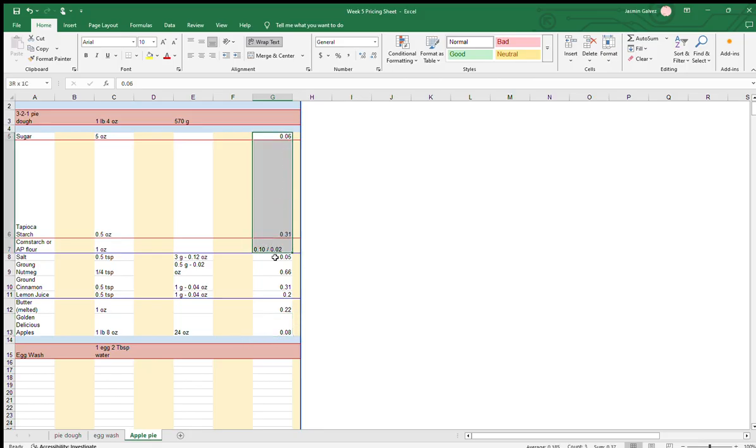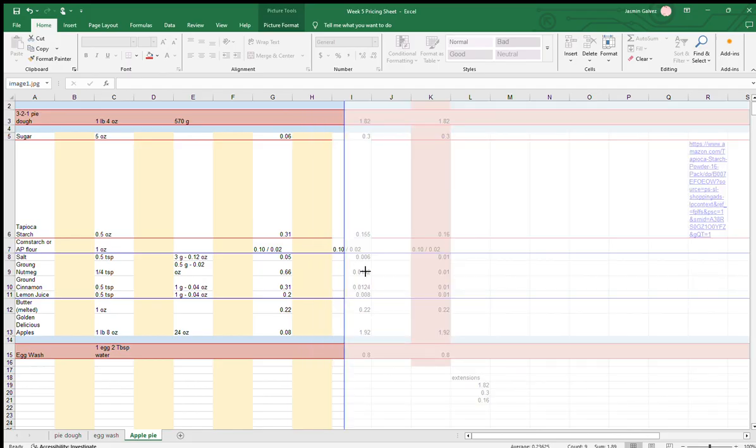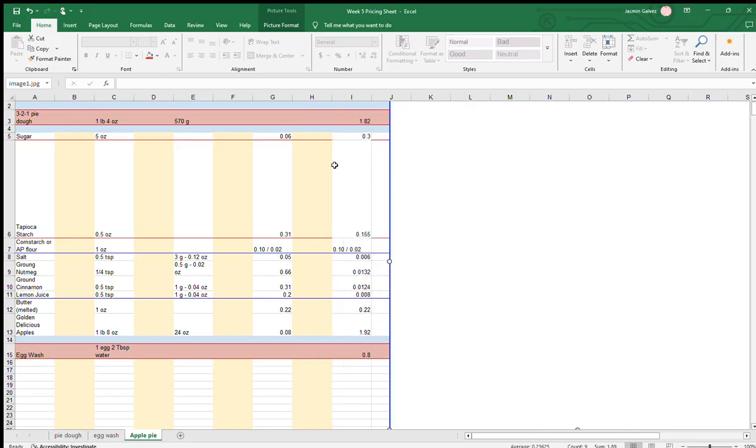And now we have our inventory cost sheet amounts per ounce. Now what we do again is what we did in the original. You see how over here all of a sudden we had a new number? This is the amount that we got for the apple, for the 321 dough. So for 1 pound and 4 ounces, or 570 grams, it costs $1.82 to make the 321 pie dough for this specific recipe.